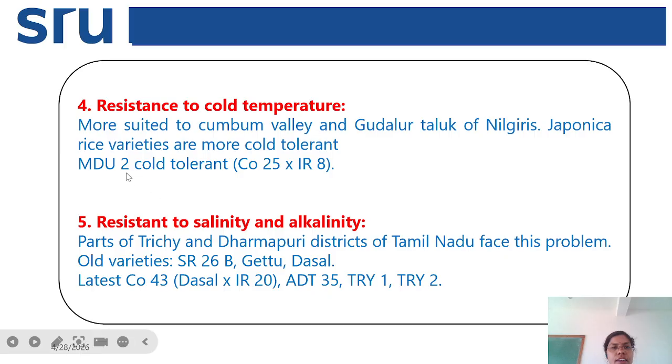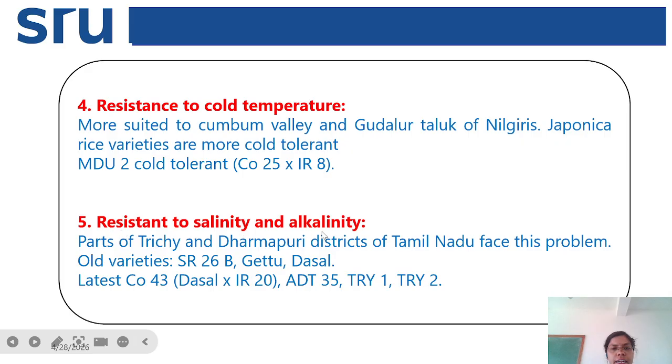And next is resistant to cold temperature. Generally, the Kumbhan Valley and Budalkar Taluk of Nilgiris are more suitable for this cold tolerance. For this, the Japonica rice varieties are more cold tolerant. So here you can see the example for this. That is MDU2, a cold tolerant variety, which is a cross between 425 and IR8 rice.